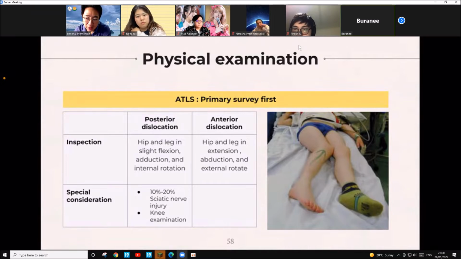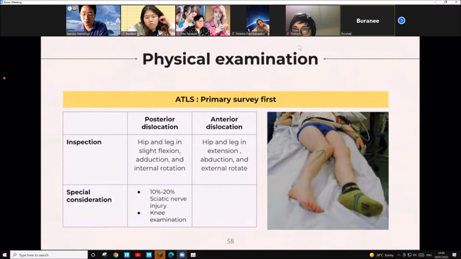But the anterior dislocation of the shoulder is common. For the hip, the posterior is common, right? It's different. It's opposite. So now you mentioned the nerve. Every time you are dealing with a dislocation, think about what is the nerve at risk for the posterior.